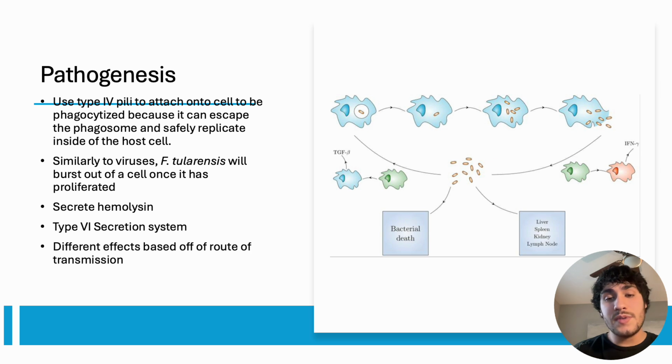And once it escapes that phagosome, it's able to replicate freely throughout the interior of that macrophage until it actually gets so populous that it bursts the cell. Very similar to viruses, actually.